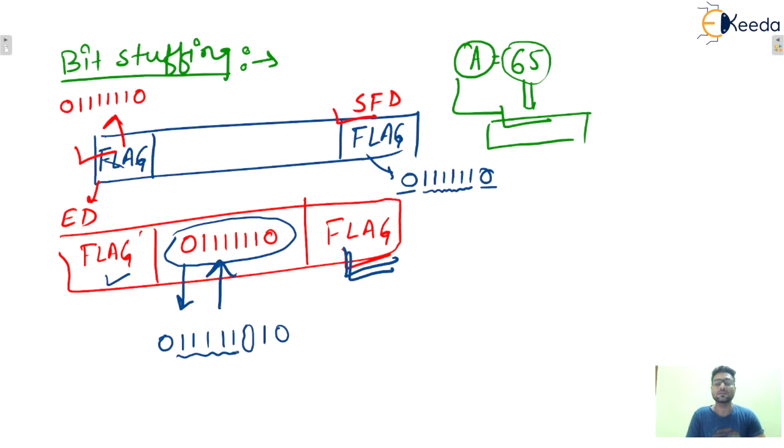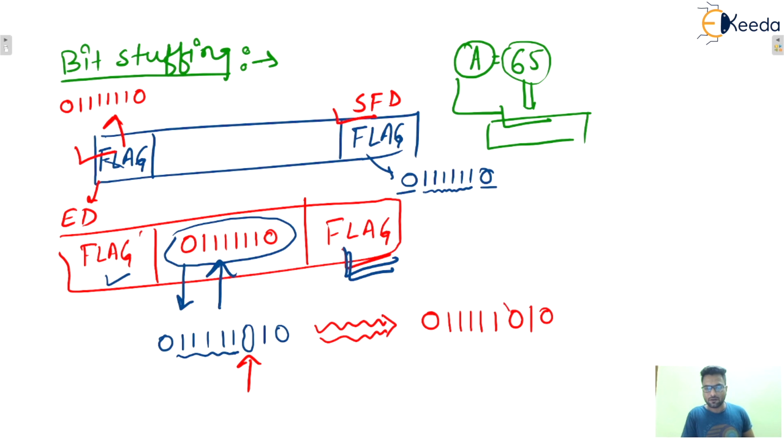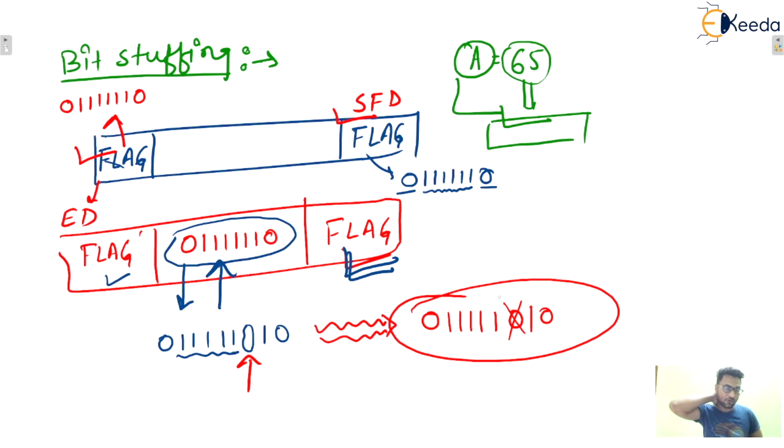If the flag contains 0 followed by 6 ones, then we stuff one extra 0 after 0 followed by 5 ones. So we can say this is bit stuffing, isn't it? Whenever this data reaches the receiver, the receiver will see 0 followed by 5 ones. Then the receiver will think that the 0 after the 5 ones is stuffed, so the receiver will discard this 0 and consider the rest as data. I hope this one is clear to everyone.